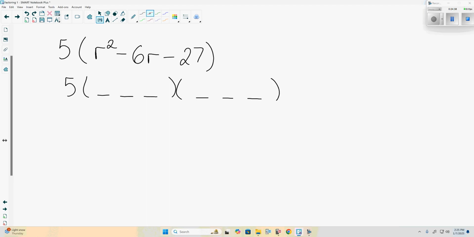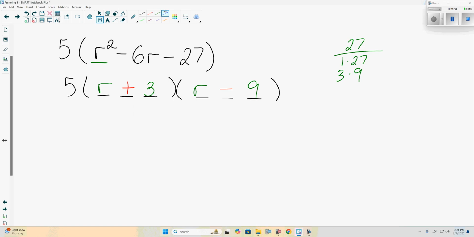Since the third term is negative, the signs are opposite. One's positive, one's negative. Factors of r squared, r and r. And we also need the factors of 27, which is 1 and 27, 3 and 9, yes. 1 and 27 or 3 and 9? 3 and 9, in that order.